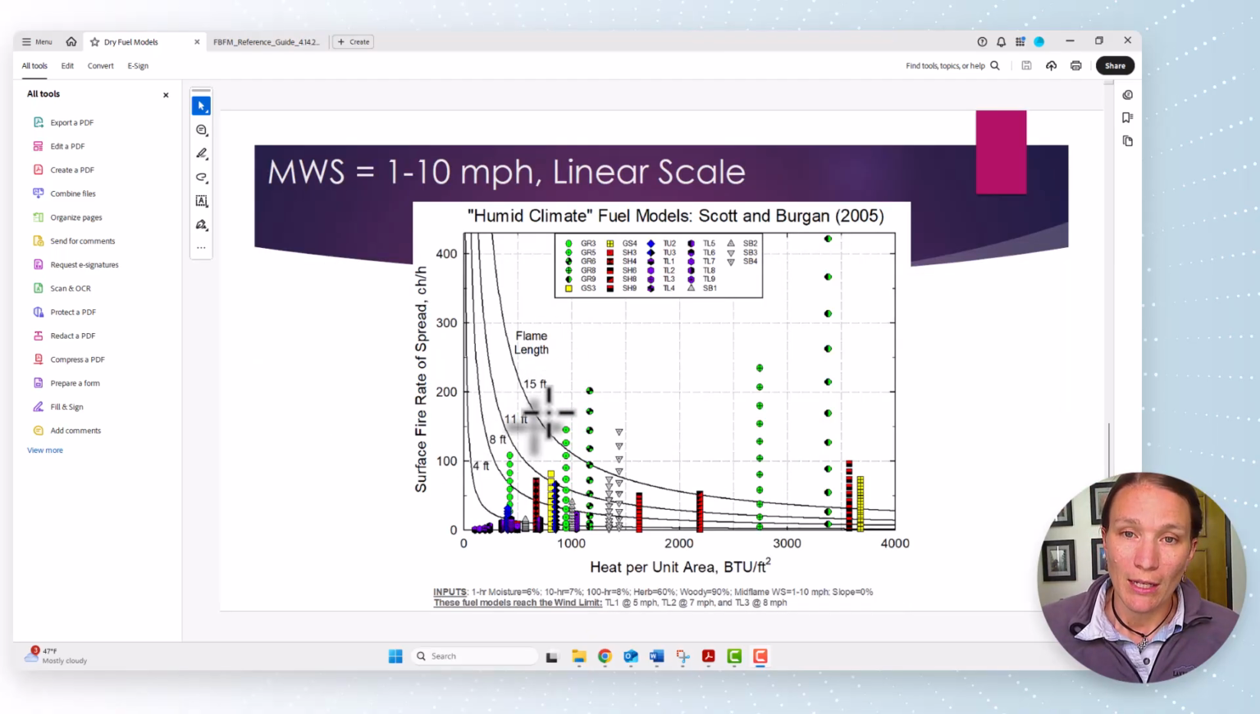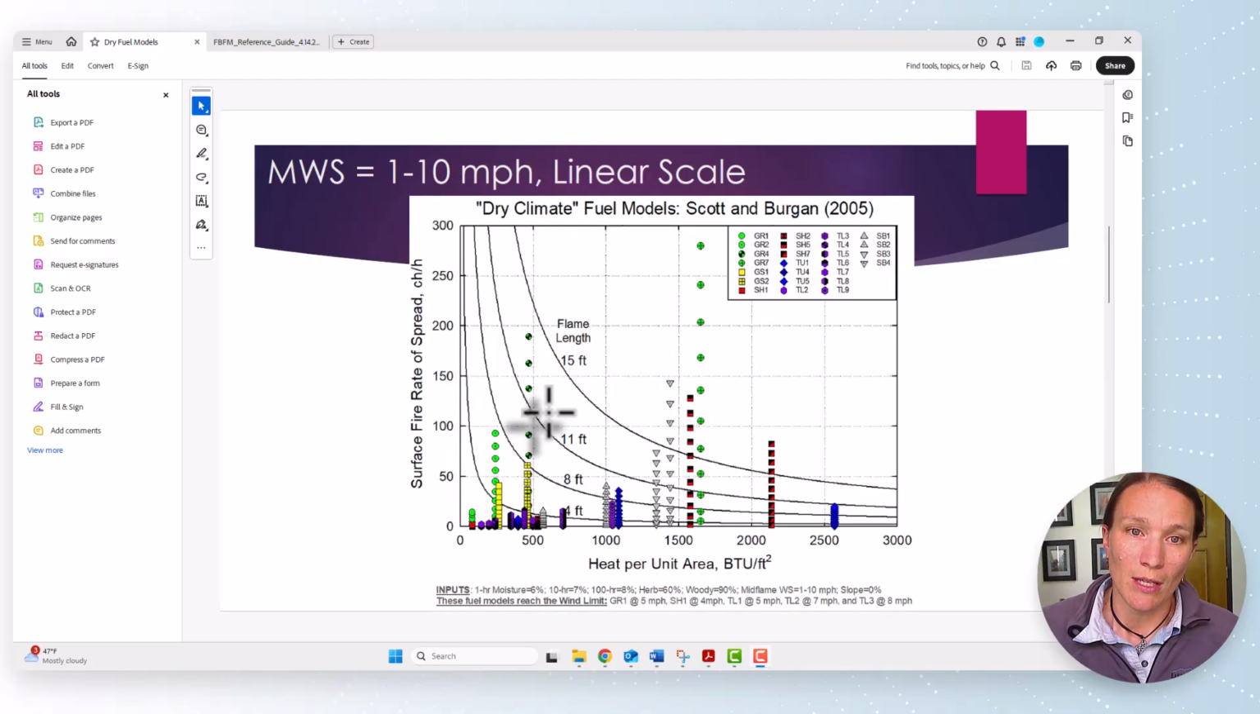So when I've picked my options for fuel models in the different processes of fire behavior fuel model selection, I can use this graph to get a quick view at how those fuel models compare and if there are other fuel models that I should include in my consideration.